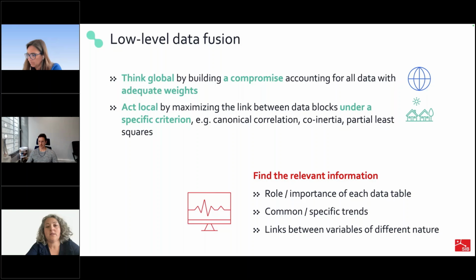But this enables you to find the relevant information. You can see then the role, the importance of each data table to focus on common and specific trends and to make links, obviously mathematical links, between variables of different nature.